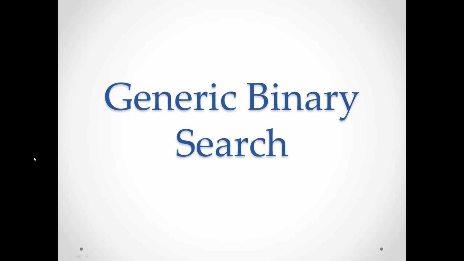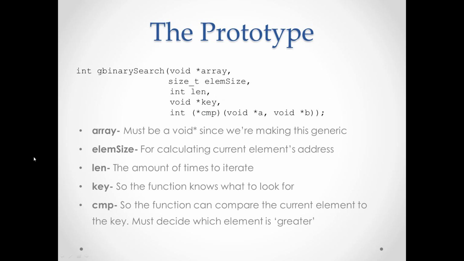So the first thing that we really need to talk about is going to be the prototype for our generic binary search function. It's going to be pretty much the exact same thing as the prototype for the generic linear search function. We still need an array, and this array needs to be a void star so that the caller can pass through an array of anything. They could pass through an array of doubles or whatever. And the second parameter needs to be the size of each element so that we can calculate the address of the element at the current index.